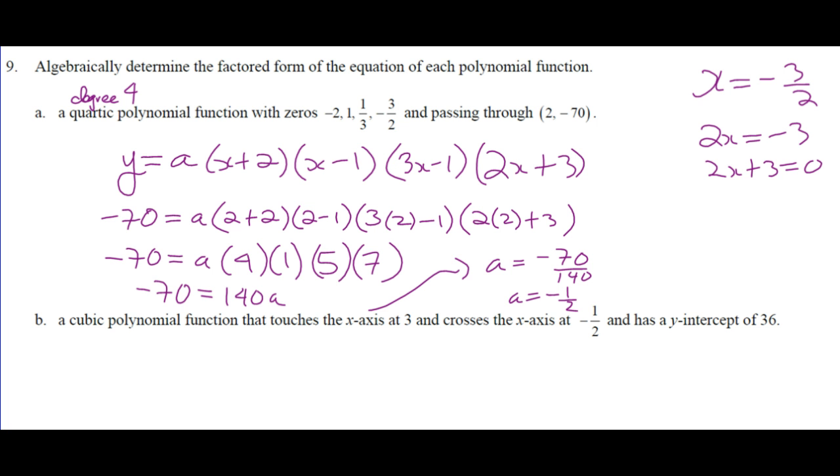And what did it ask? Determine the factored form. So y is equal to negative 1/2 x plus 2, x minus 1, 3x minus 1, 2x plus 3. That's your factored form. You finish the test early, go graph it, plug in an x value of 2, it should say negative 70. Right, that's the way you can check.